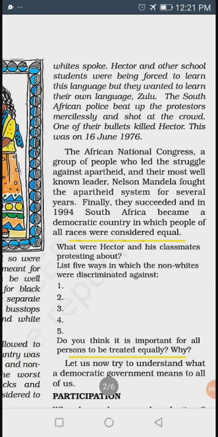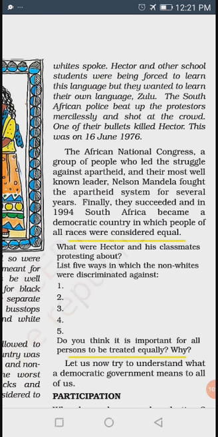See, Nelson Mandela, one of the most well known leaders. Nelson Mandela fought against these apartheid laws, against the apartheid government. Nelson Mandela protested against all of this, and finally they succeeded in 1994. Nelson Mandela succeeded in his protest against the apartheid law. Apartheid law means the law which was based on races.